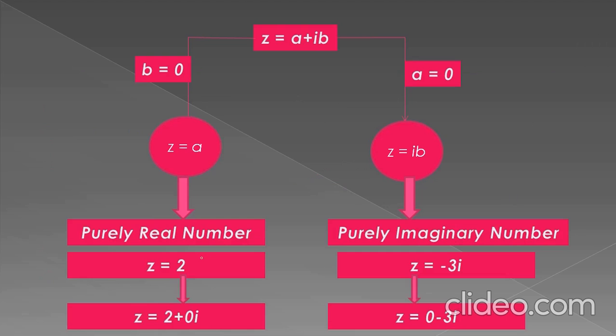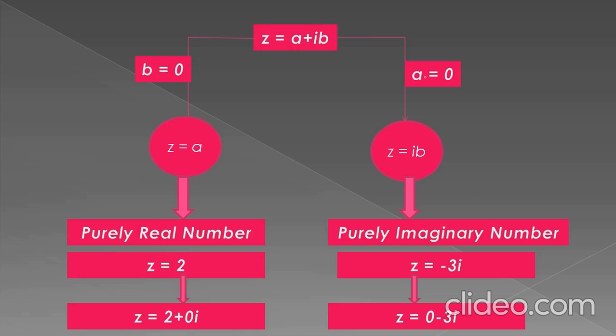So now if z is equal to a plus iota b and we are taking b equal to 0, that is, the imaginary part is 0, the complex number will be converted into a real number, that is z equal to a. So in this case it will be a purely real number. For example, if we consider z equal to 2, 2 is a real number and it can also be written in the form of a complex number. We can write it as 2 plus 0 iota.